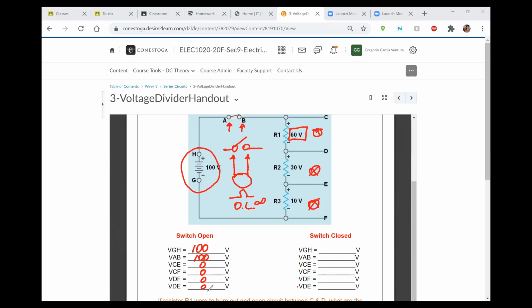Now, when we happen to close the switch, let's close the switch now. I'm just going to give you this as background information: if we have a closed switch and we measure the ohmic value of a closed switch, how many ohms do you think we are going to read through a closed switch?